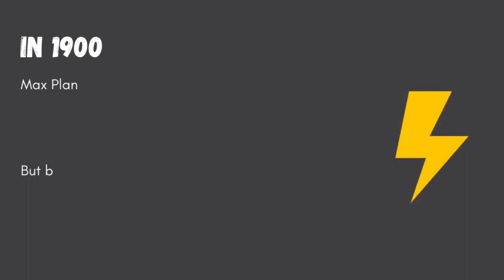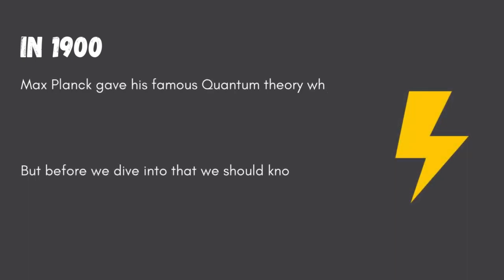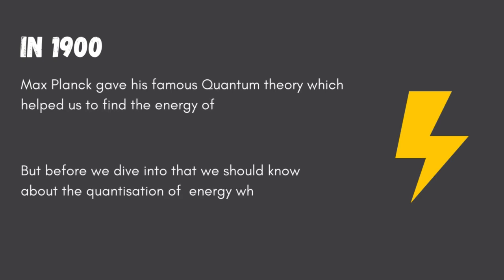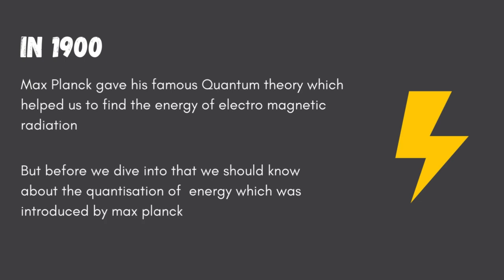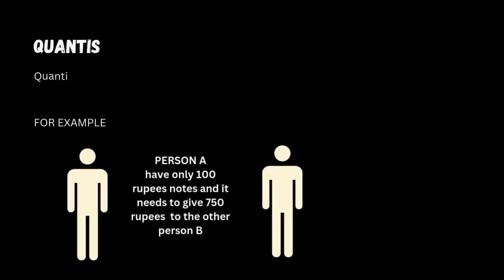In 1900, Max Planck gave his famous quantum theory, which helped us to find the energy of electromagnetic radiation. But before we dive into that, we should know about the quantisation of energy, which was introduced by Max Planck.